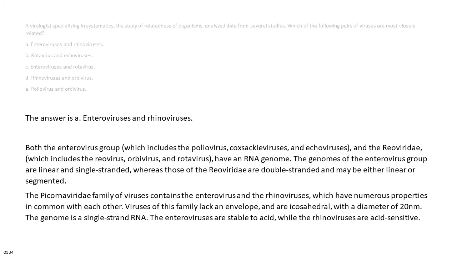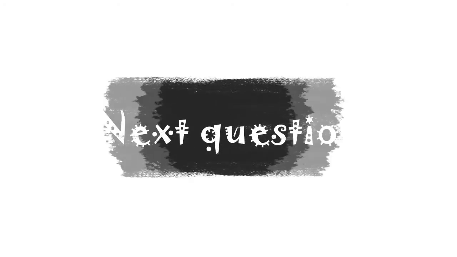The Picornaviridae family of viruses contains the enterovirus and the rhinoviruses, which have numerous properties in common with each other. Viruses of this family lack an envelope, and are icosahedral, with a diameter of 20 nanometers. The genome is a single-strand RNA. The enteroviruses are stable to acid, while the rhinoviruses are acid-sensitive.